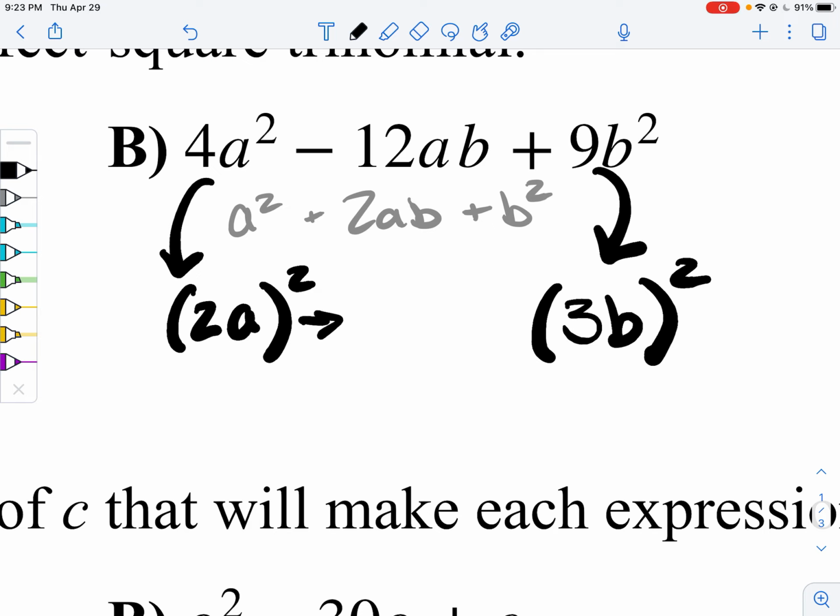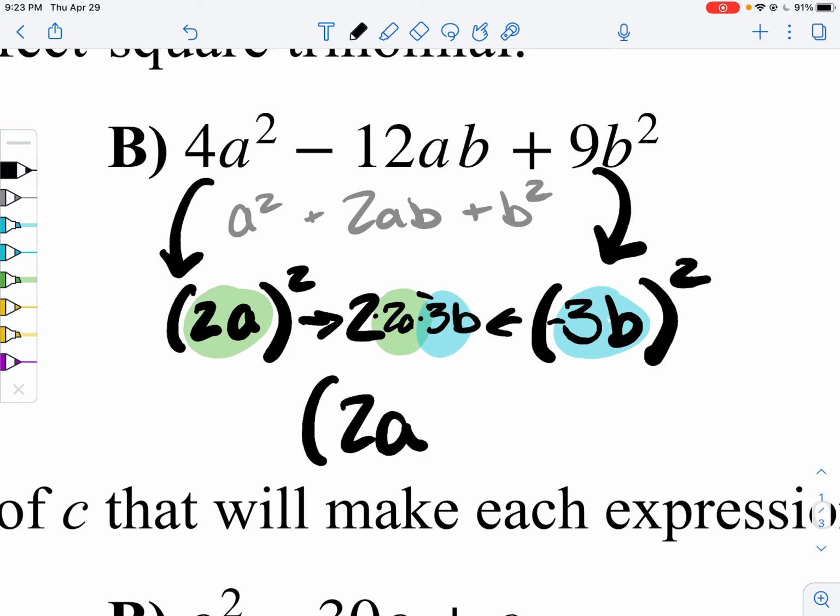Cool! Now let's join them together to see if it fits our pattern. Is that 2 times the first one times the second one? Is that 2 times 2a times 3b? Not quite, because it's positive, which means something needs to be negative. So we'll make that a negative 3b, and now the whole thing's negative. So that's equal to 2a minus 3b, that whole quantity squared.